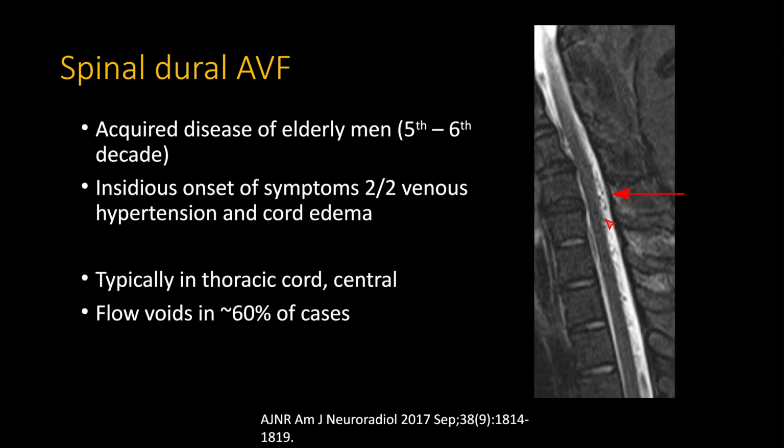Now, as far as imaging, the myelitis is typically going to be in the thoracic cord, even though the case I showed you was in the cervical cord, and the signal intensity would involve the central aspect of the cord. Unfortunately, the flow voids are really only seen 60% of the time on these traditional MRIs, and as a result, sometimes the diagnosis can be missed. But having a high index of suspicion on the clinical end is pretty important.